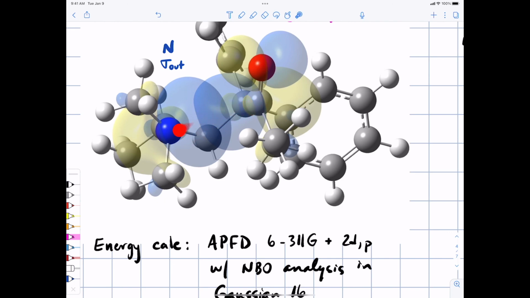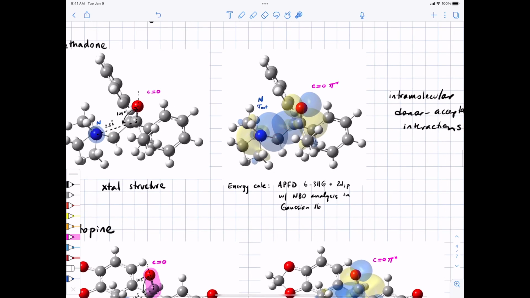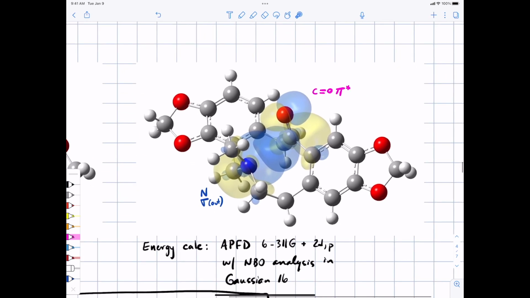And with that orientation, because the pi star sort of angles back this way, that orientation of the nitrogen with respect to the carbon facilitates that interaction. Same thing down here with protopine. A sigma out from a nitrogen lone pair, and then the carbon-oxygen pi star.